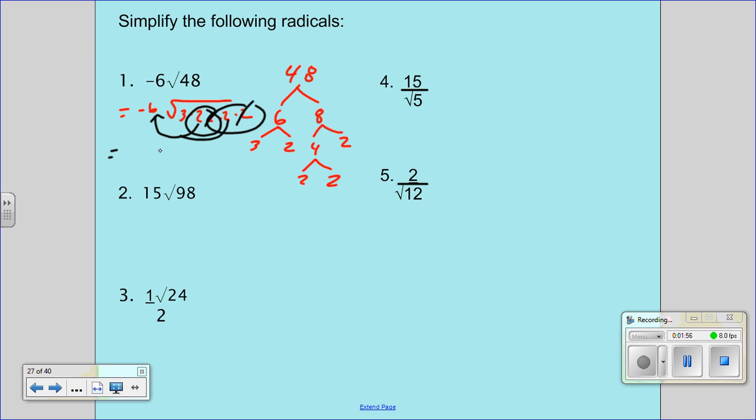When they come outside, they multiply with whatever's out there already. So I have -6 out here, so I'm going to multiply -6 with 2 and then another 2. So essentially it's -6 times 2, which is -12, times another 2, which is -24. And then inside the square root, I still have that 3 all by its lonesome.